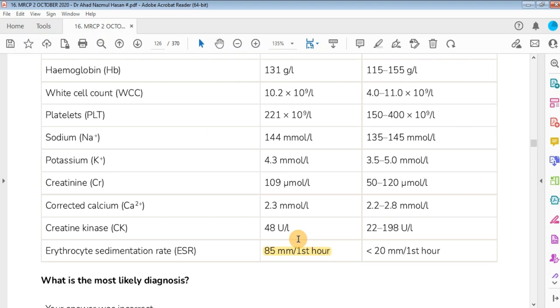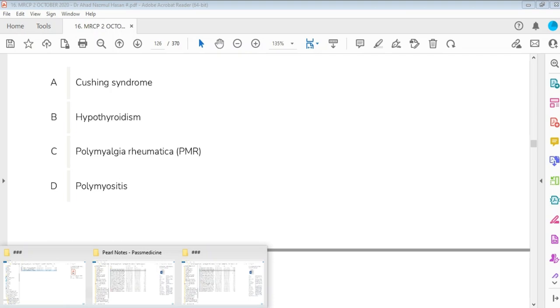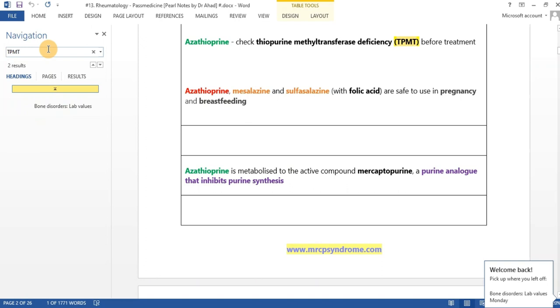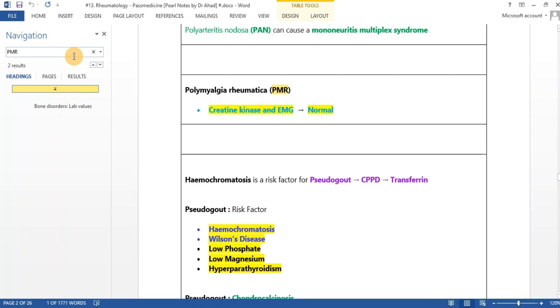So what should be the choice of treatment for polymyalgia rheumatica? Steroid. Dose of steroid? 60 mg. That is high, sir, if we are suspecting temporal arteritis.